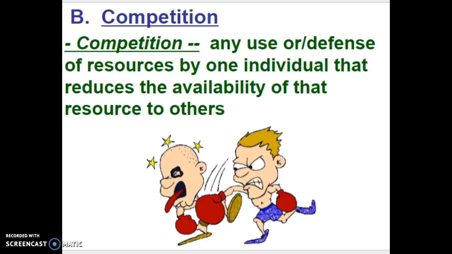Competition out in nature. Everything everywhere is competing for resources. So competition is any use or defense of a resource by one individual that reduces the availability of that resource to others. And there are different types of competition, depending on the types of resources involved and who is involved in that competition.